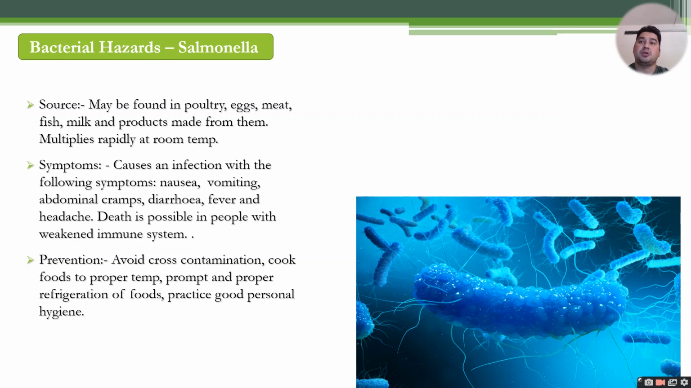What are the symptoms? Salmonella can cause an infection with symptoms like nausea, vomiting, abdominal cramps, diarrhea, fever, and headache, which are normal symptoms of foodborne illness. It is especially dangerous for people with a weakened immune system, like pregnant women, ill people, young children, and old people, who have high chances of dying. Now, how can you prevent it? Avoid cross-contamination, cook foods to proper temperature, refrigerate foods promptly and properly, and practice good personal hygiene. That is the requirement to avoid Salmonella.